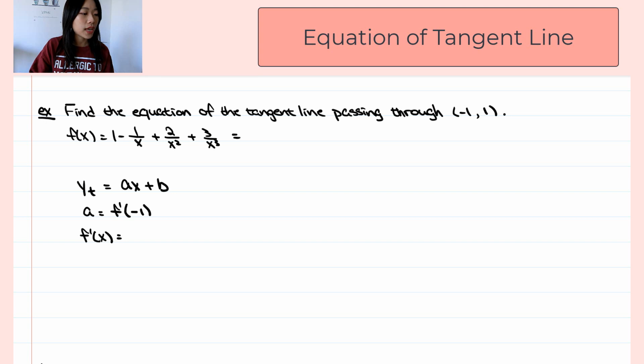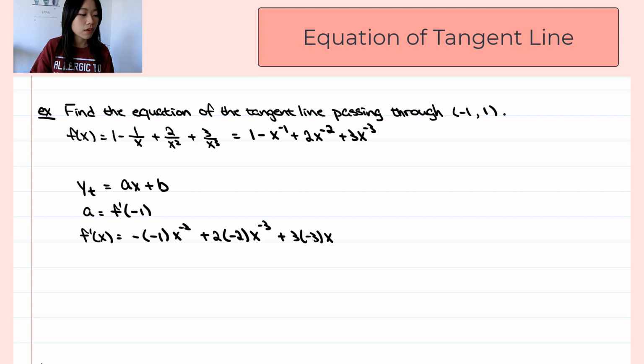Here I'm going to rewrite the function as 1 minus x to the power of -1 plus 2 times x to the power of -2 plus 3 times x to the power of -3. Then we can use the power rule to find derivative of f, which equals to negative of -1 times x to the power of -2, then plus 2 times -2 times x to the power of -3, and plus 3 times -3 times x to the power of -4, which equals to 1 over x squared minus 4 over x cubed minus 9 over x to the power of 4.